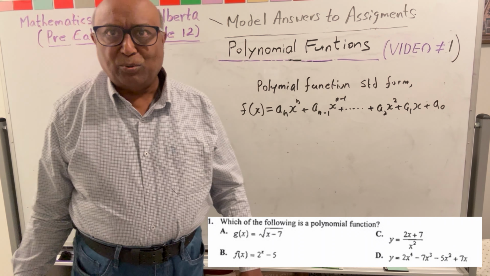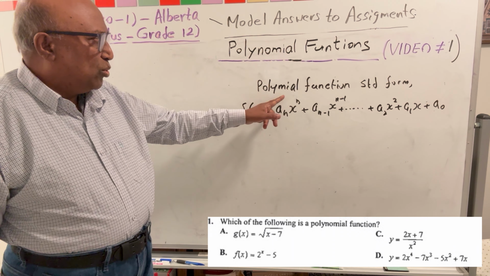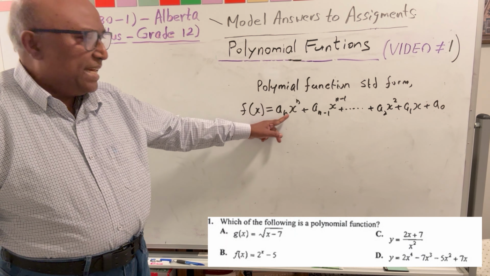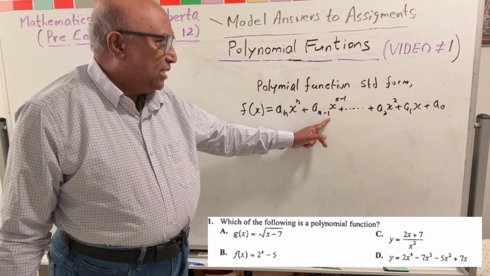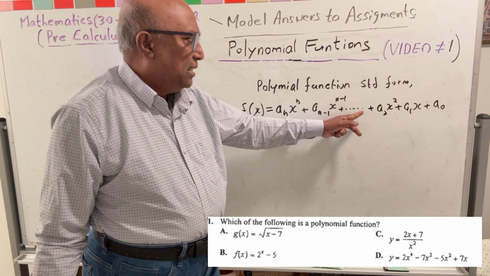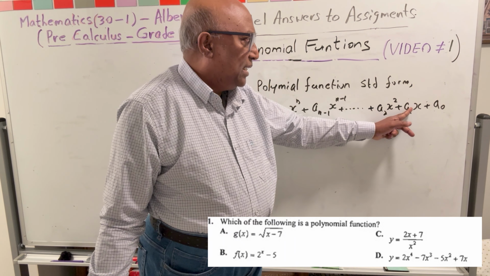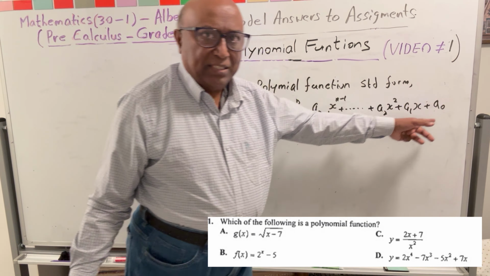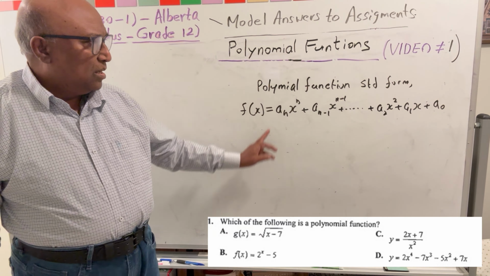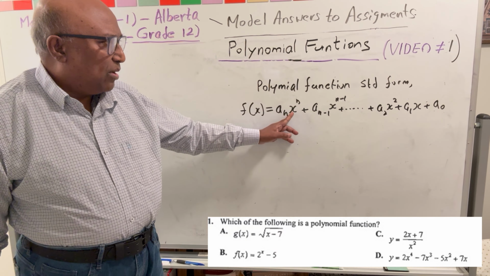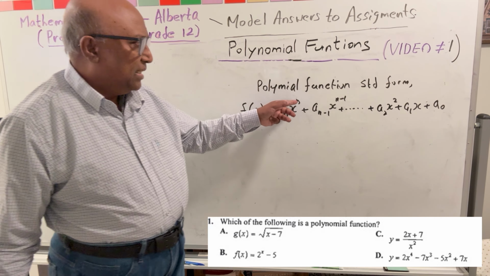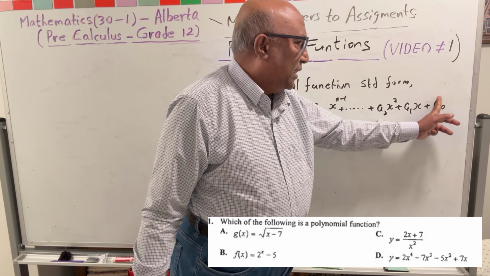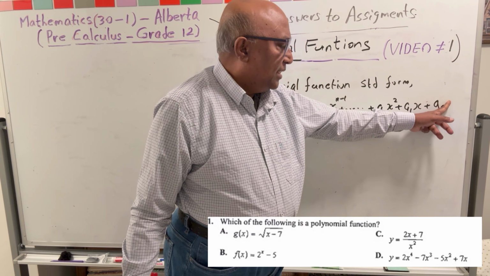This is the expression for the standard form of the polynomial function. f of x equals a_n x^n plus a_(n-1) x^(n-1), like that. That goes up to a_1 x plus a_0. Actually, what are the properties of this function? Power of x is decreasing, n minus 1 down to 1. At the end, the constant, that means power of x is 0.